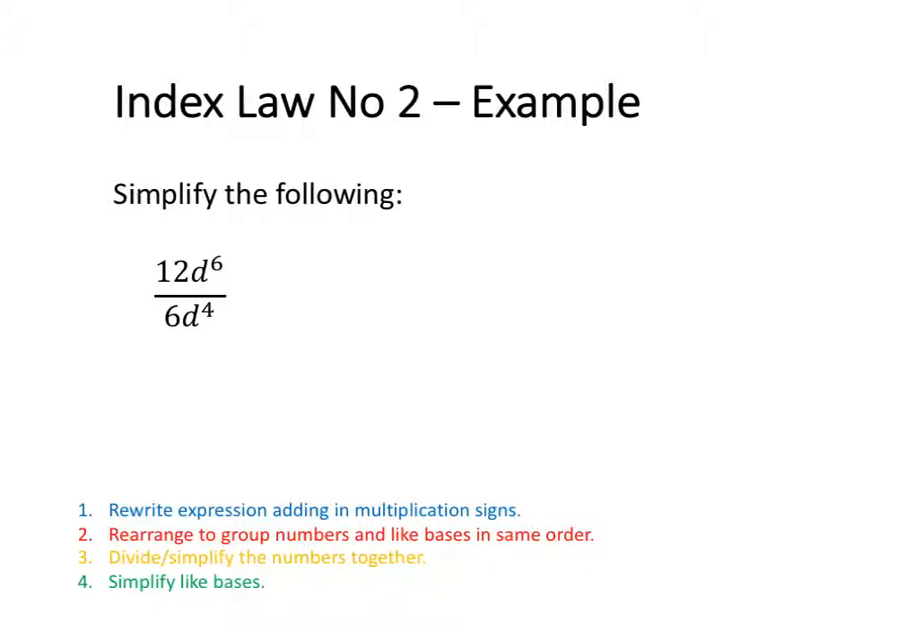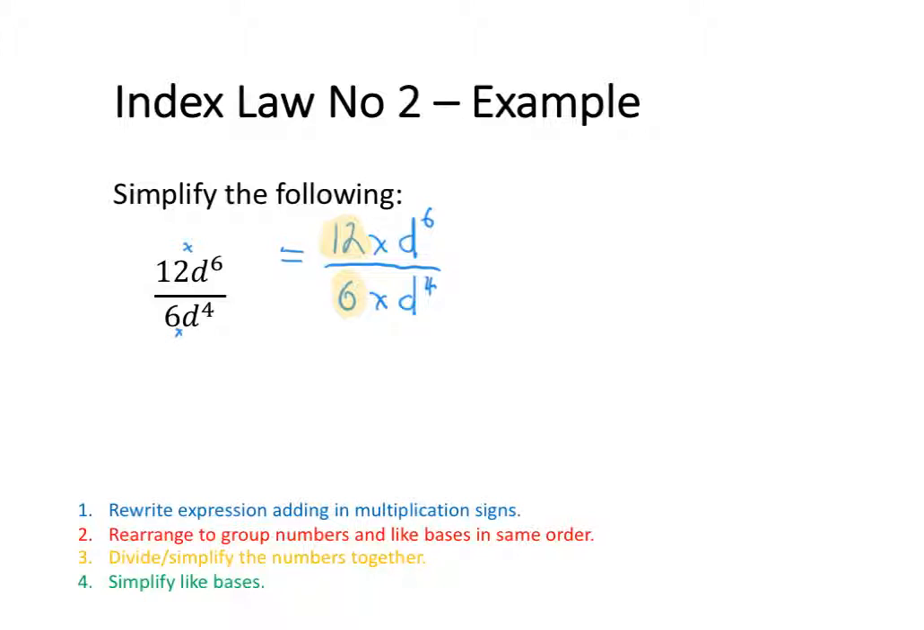In the first example, I want to simplify 12d to the power of 6 divided by 6d to the power of 4. So using the first step, I want to rewrite that expression, adding in multiplication signs in between my numbers and my variables. So that is going to equal 12 times d to the power of 6 divided by 6 times d to the power of 4. So the second step, to rearrange and group numbers and like bases in the same order, is not required because they're already grouped together. So moving on to the third step, and that is to divide or simplify the numbers together. So my number in the numerator is 12 and in the denominator is 6. So I can go 12 divided by 6, which is going to equal 2.